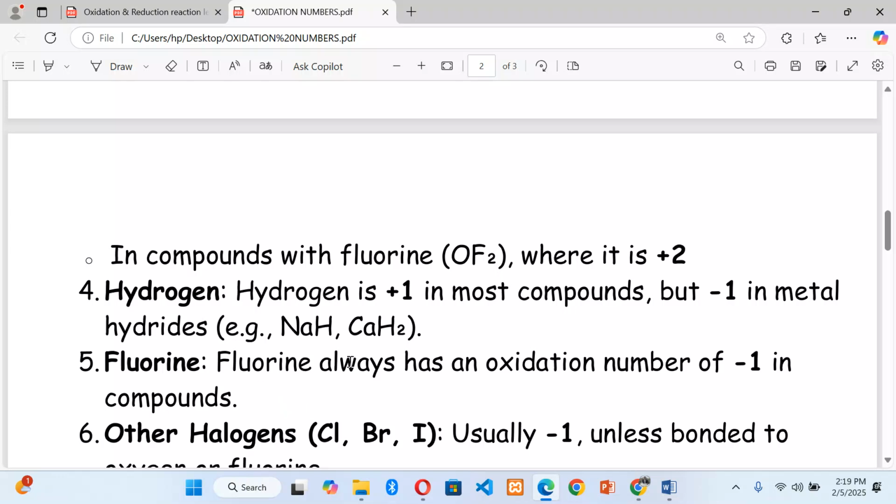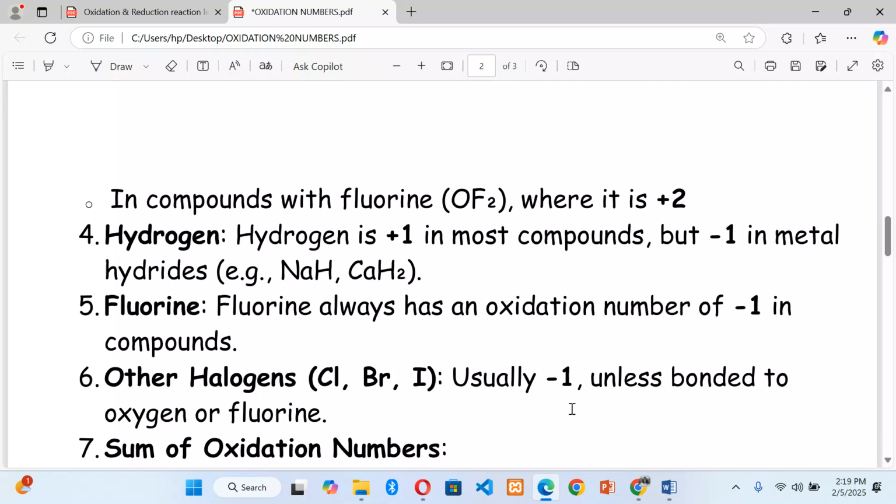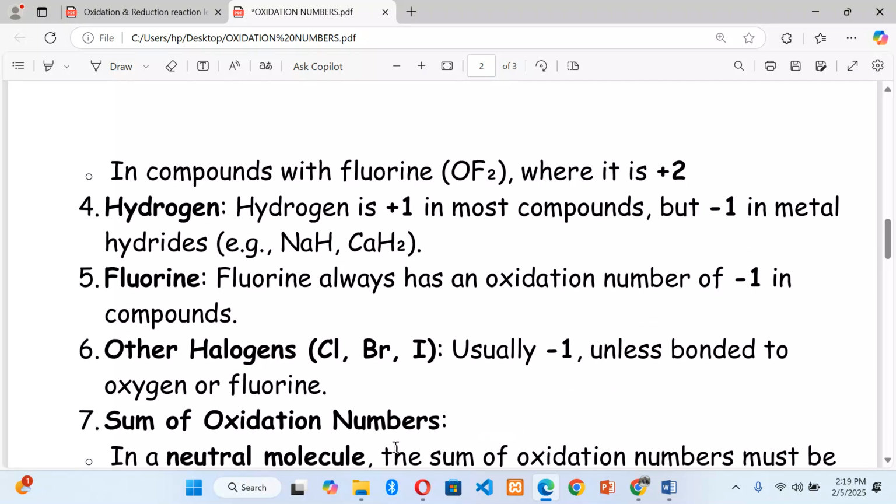Fluorine always has an oxidation number of -1 in compounds. Then other halogens like chlorine, bromine, and iodine usually have -1 unless bonded to oxygen or fluorine. So usually they have an oxidation number of -1.